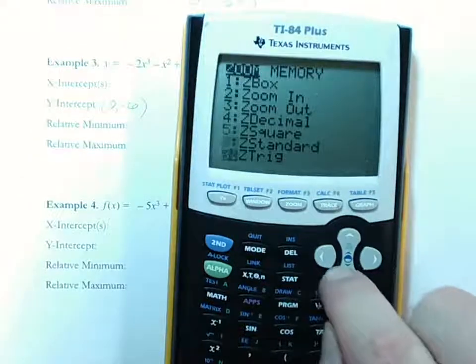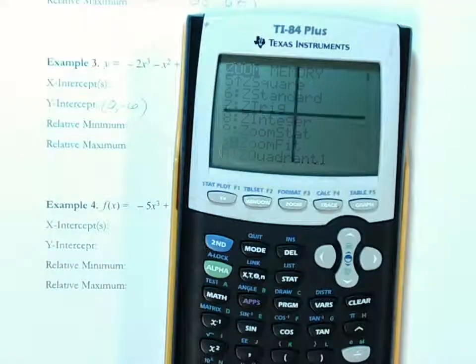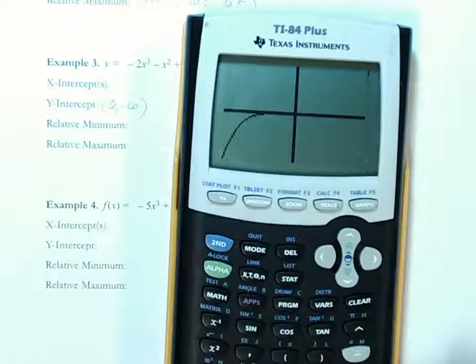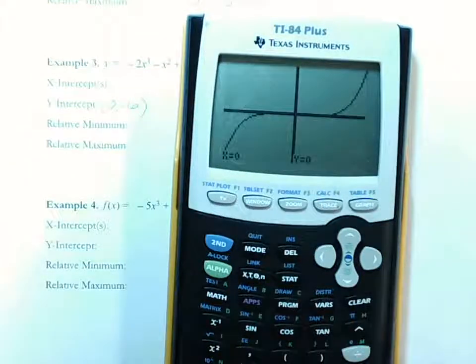And if you go down to option 9, it says, I don't know, option 10, it says zoom fit. I guess it's option 0. If you do that, the calculator will adjust its window. Aha! So you can see it. And now what I'm going to do is zoom in ever so slightly and see if that helps at all.